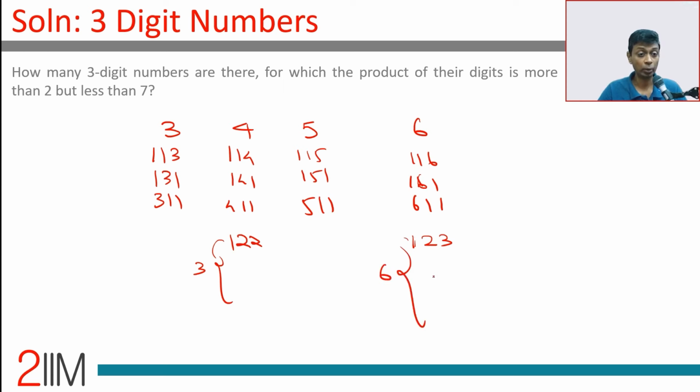So for prime numbers, we don't need to worry, only 3 variants. For composite numbers, those 3 variants will exist, and then we need to look beyond. And so how many 3-digit numbers are there? There'll be 3 here, 3, 3, 3, 12, plus 3, 15, plus 6, 21. 21 3-digit numbers there for whom the product of the digits will be more than 2 but less than 7.